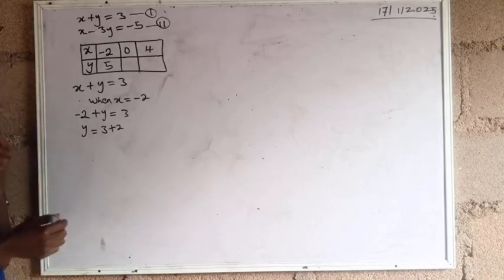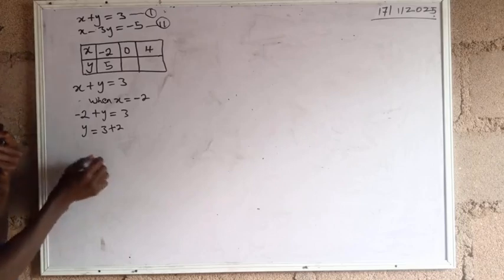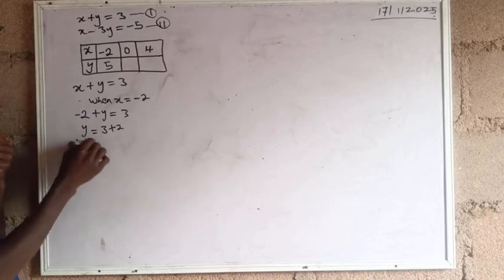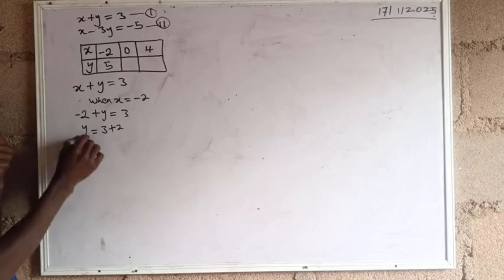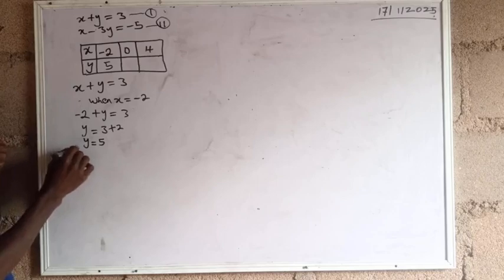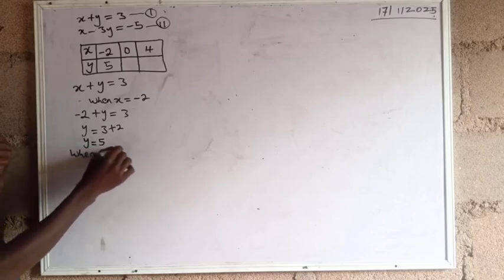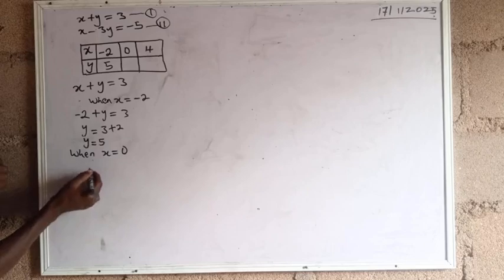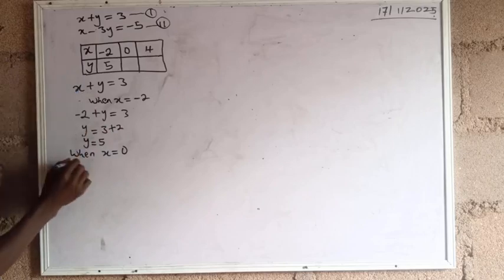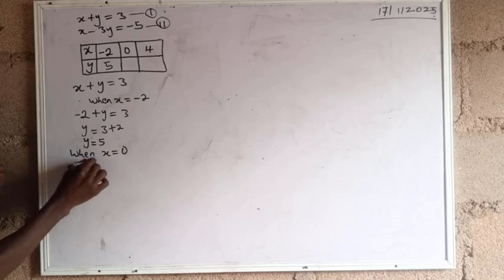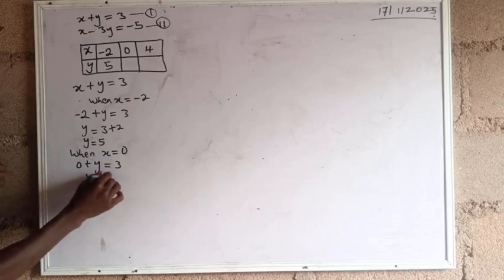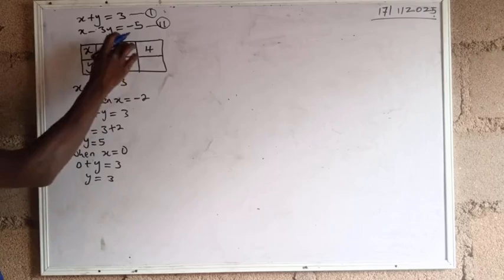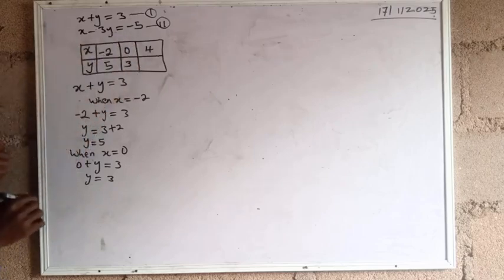Then the next thing to do: when x is equal to 0, we find the value of y. Substituting into the original equation, x is 0, so we have 0 plus y is equal to 3. We have y is equal to 3. Therefore, our y is equal to 3.